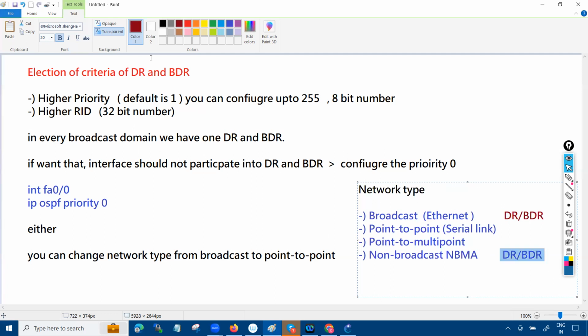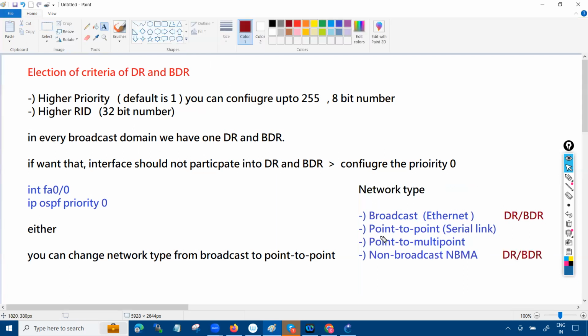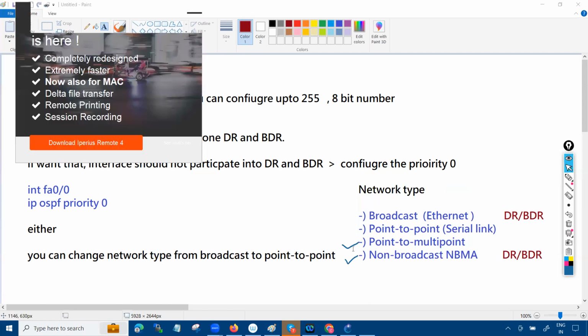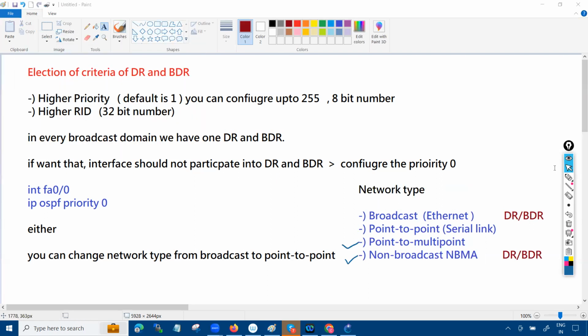So basically, in simple language, these two network types, the point-to-multipoint and the non-broadcast, you will normally not see in normal behavior. This is obviously not seen because it was a concept of Frame Relay, right?